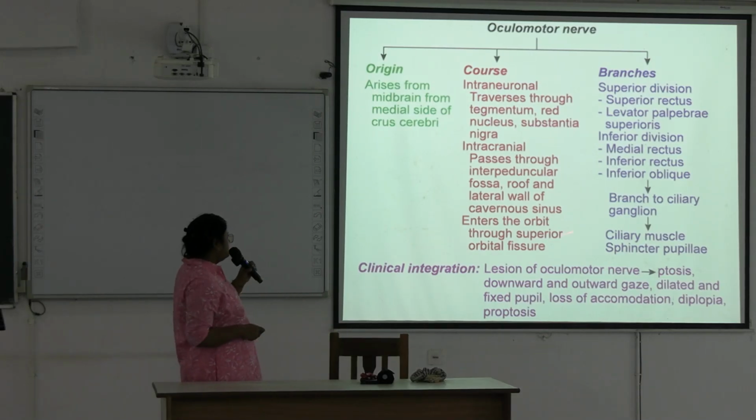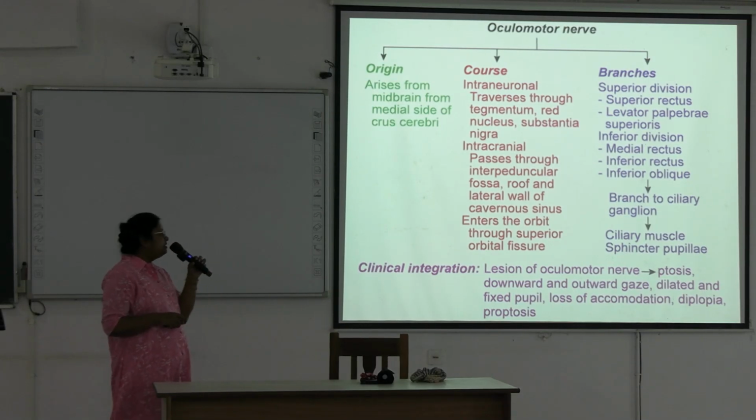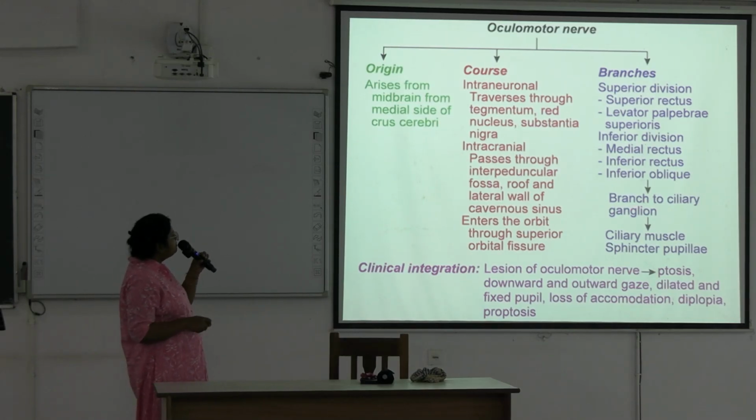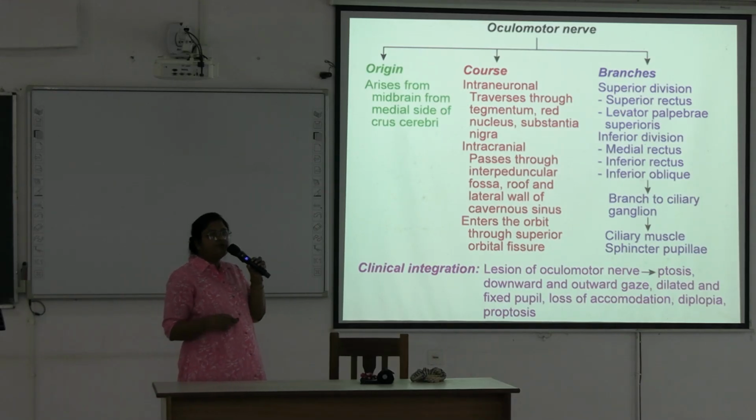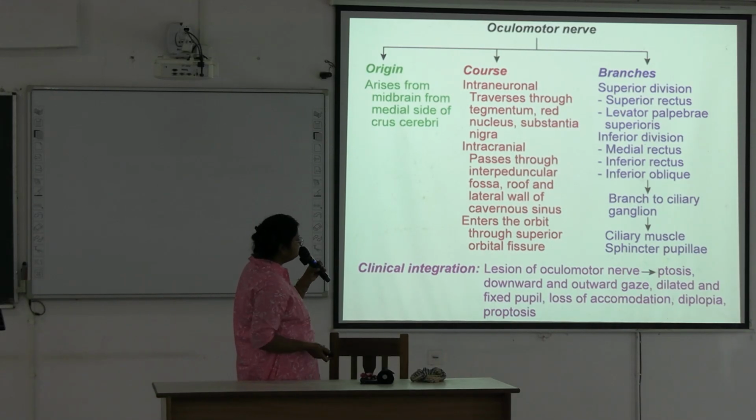Okay. And the lesion: in case of injury of this oculomotor nerve, there will be ptosis, due to involvement of levator palpebrae superioris; downward and outward gaze; dilated and fixed pupil due to involvement of the sphincter pupillae and ciliary muscle; and loss of accommodation, also due to involvement of the same; diplopia; and proptosis. All these will be symptoms of a lesion of the oculomotor nerve. We will discuss in detail. Next.